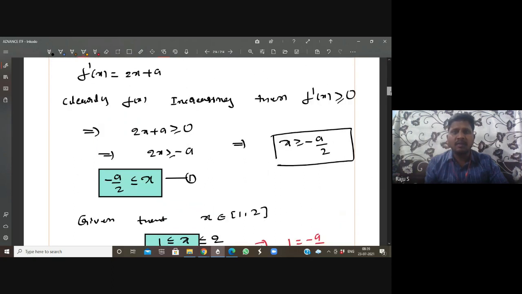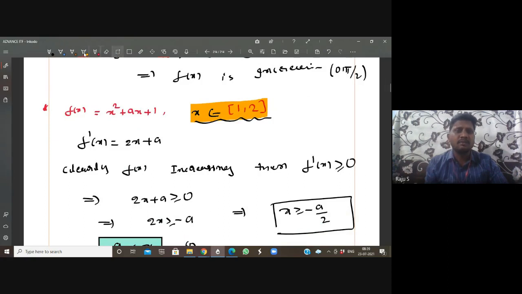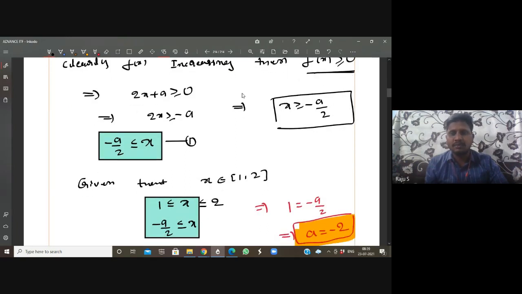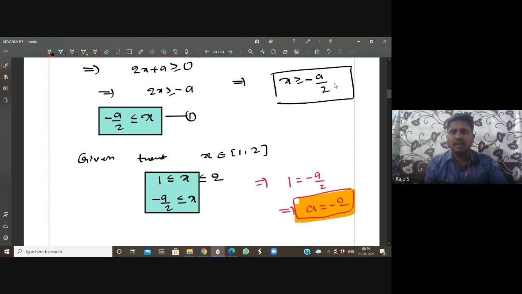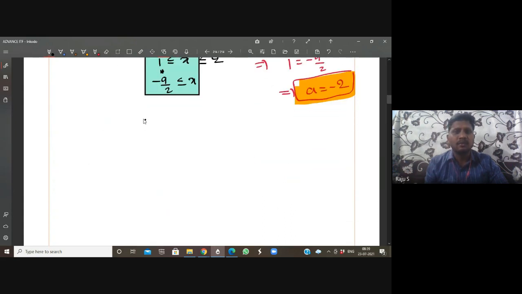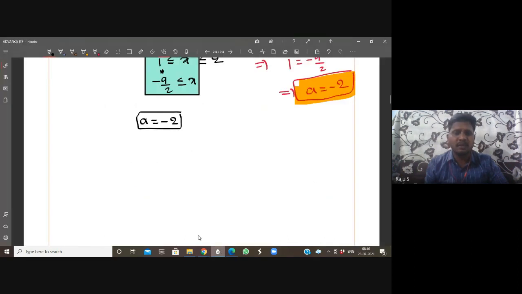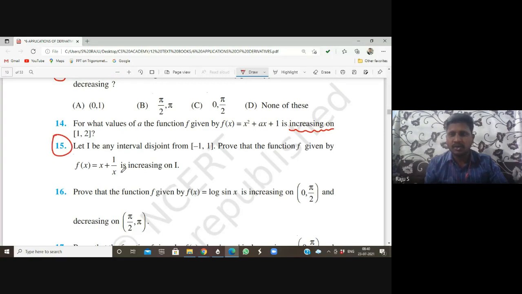So already they have given the interval, the domain. x belongs to the closed interval 1 comma 2. That can be written as 1 lesser than or equal to x lesser than or equal to 2. Already they have given this condition. Since they have given increasing, you should take f dash of x greater than or equal to 0. So that is 2x plus a greater than or equal to 0. So x is greater than or equal to minus a by 2. It is better to write minus a by 2 lesser than or equal to x. Now we can easily compare. When we compare, we get a is equal to minus 2. So when a is equal to minus 2, the function is increasing in the given interval 1 comma 2. You have to write like that. Therefore, the given function is increasing in the given interval 1 comma 2 if a is equal to minus 2. That's all. Question number 15.